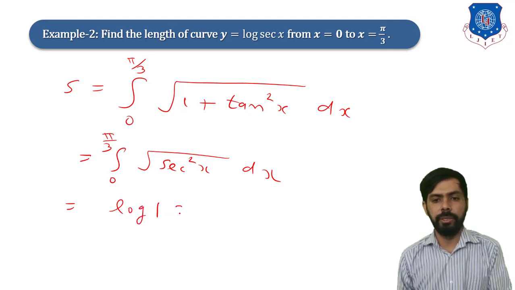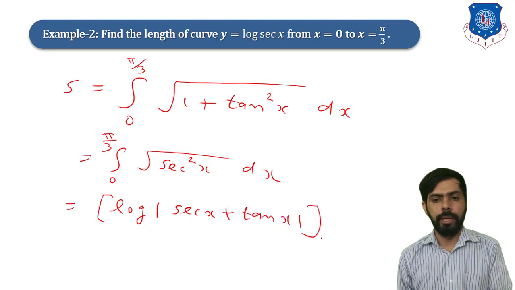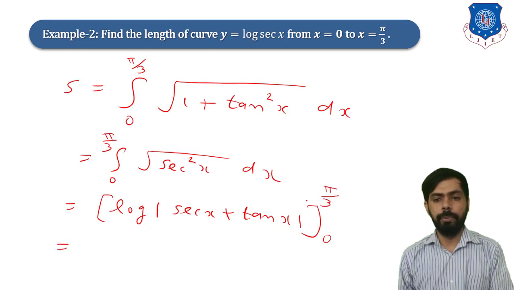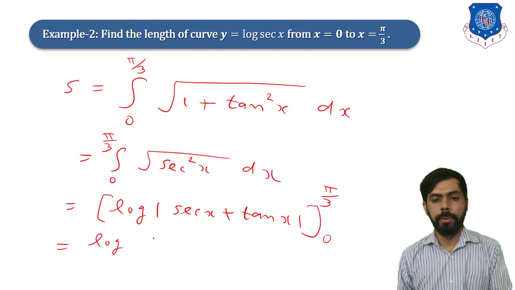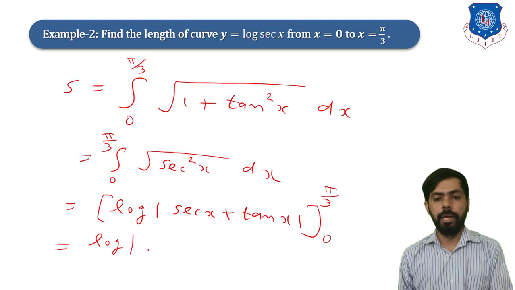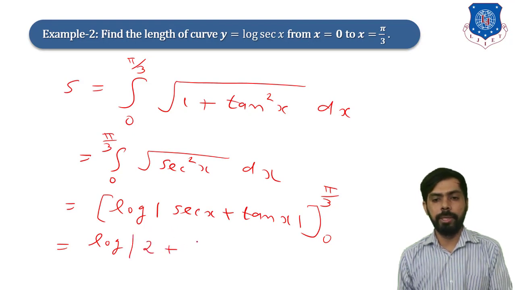It is log mod sec theta plus tan theta, and here the limits are from 0 to pi by 3. Now first of all we will apply the upper limit. For that purpose we will replace x by pi by 3 in this. So this will be log mod sec pi by 3 plus tan pi by 3, and the value of sec pi by 3 is 2 and the value of tan pi by 3 is root 3.